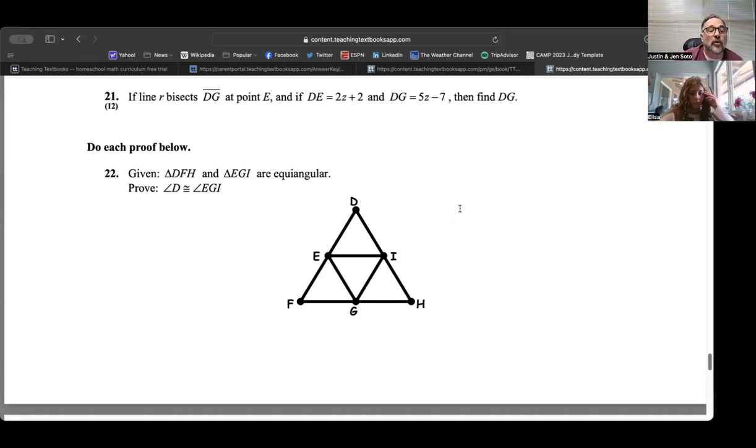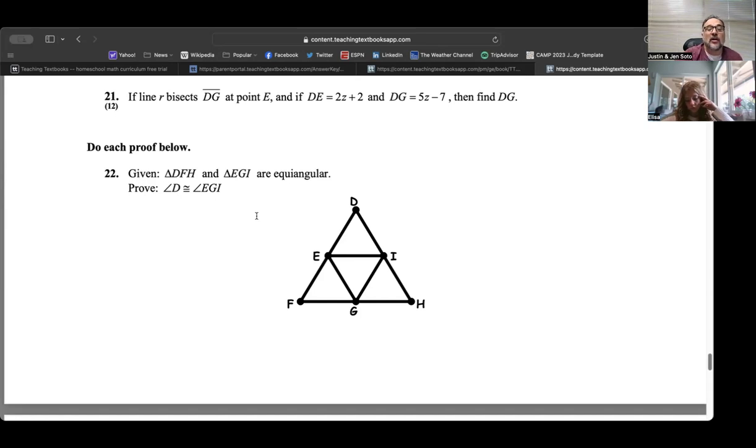It's a 3-step proof. The first one, you're going to write your statement, then your reason. Statement number 1 is your given. So just say angle DFH and angle EGI are equal angular. That's your statement. And your reason is because they told you that, given.